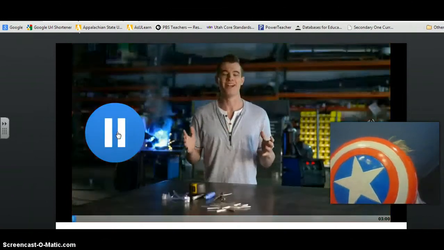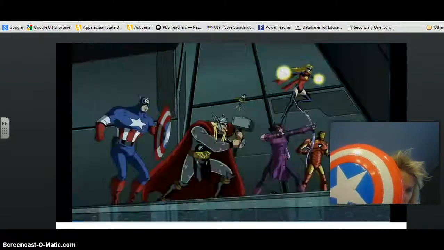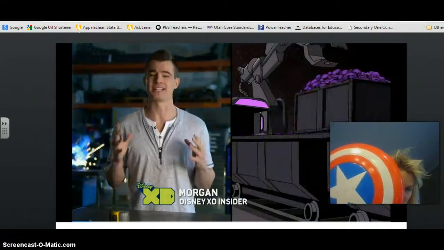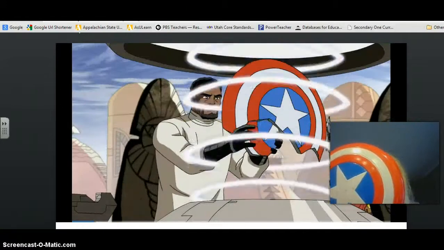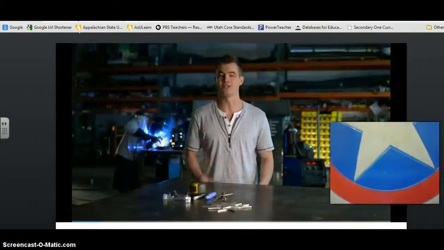Hey guys, it's Morgan. So from Thor's hammer to Iron Man's armor, these heroes are definitely used to working with some heavy metal. One of the hardest elements featured in the Marvel Universe has got to be vibranium. Captain America's shield was created using this amazing material. But what would it take to create that shield in real life? You're about to find out.